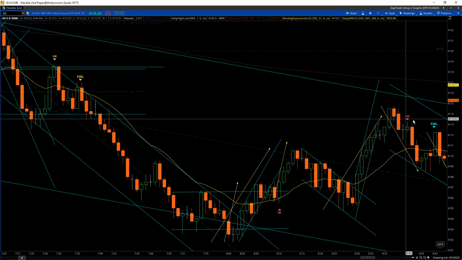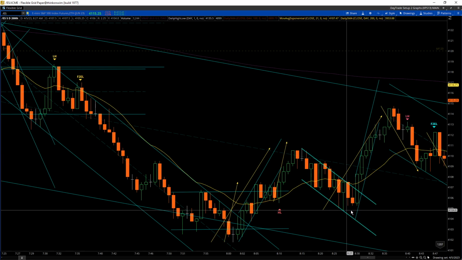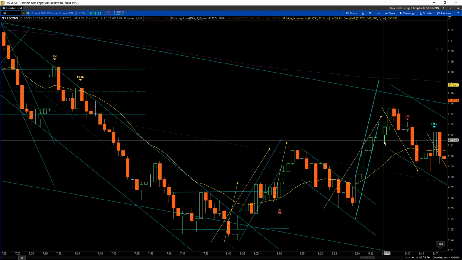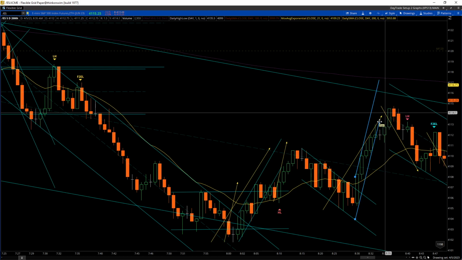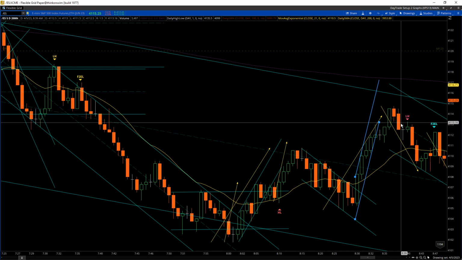And then I saw this setup here. I saw this is a new low. It comes up, first entry short, breaks out of this channel. So it makes a new high. So that's good. It tried to make a new high and it did. It made a second entry short.